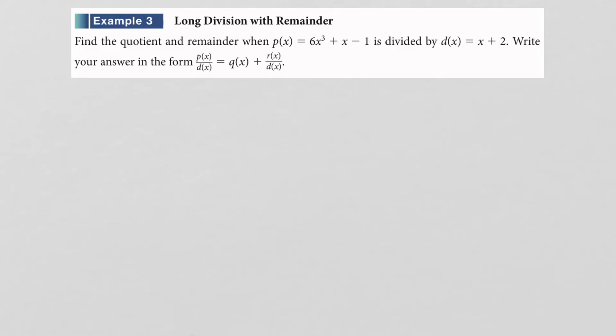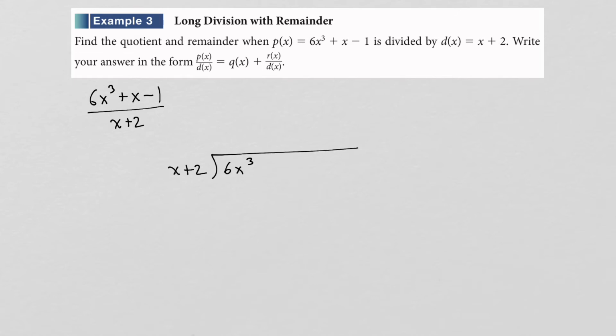So let's go ahead and do one more example here. In this problem, we have the polynomial p of x is 6x cubed plus x minus 1, and we are dividing it by x plus 2. So we need to set up a long division problem. I always like to start with the fraction. So we're taking this polynomial and dividing it by this polynomial. And to do this, we will set up our long division.